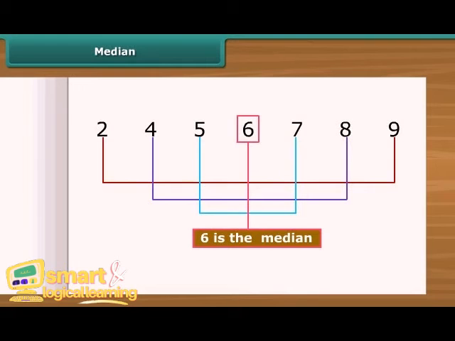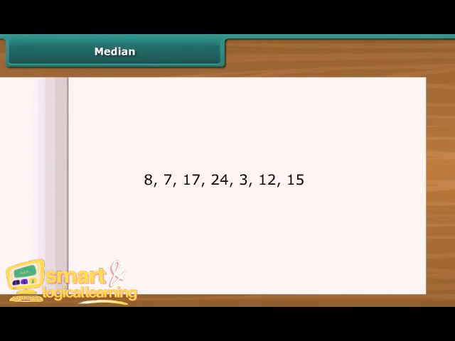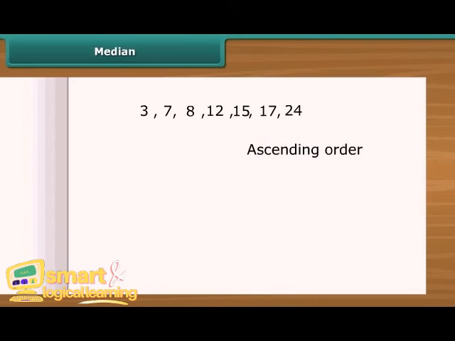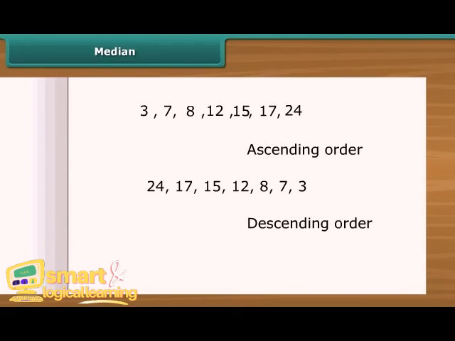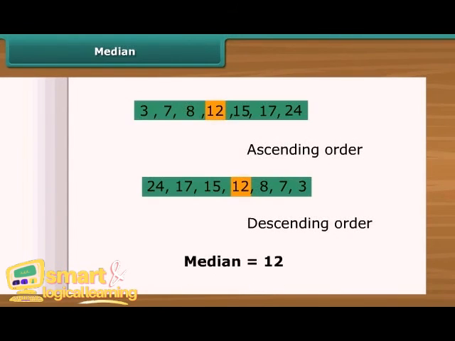Median is the value which lies in the middle of a group of numbers that have been arranged in order by size. Let us find the median of these numbers. Firstly, we need to put these numbers either in ascending or descending order. You can see the middle number is 12. It has 3 numbers to its right and 3 numbers to its left, so the median is 12.